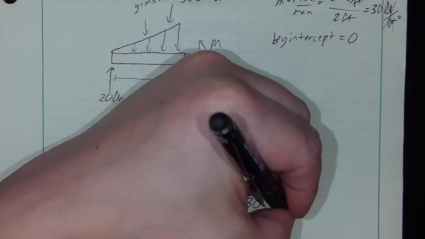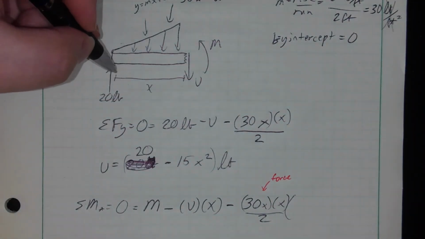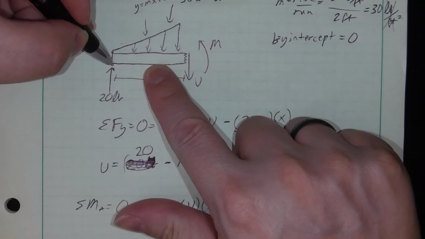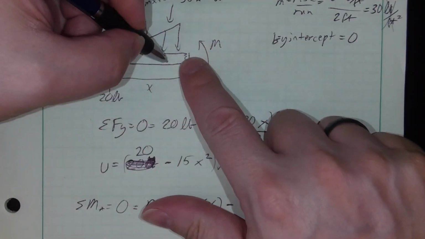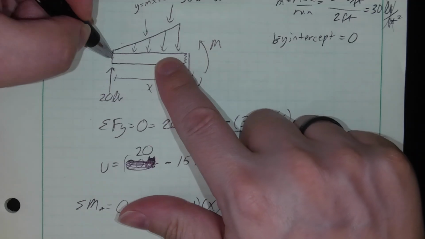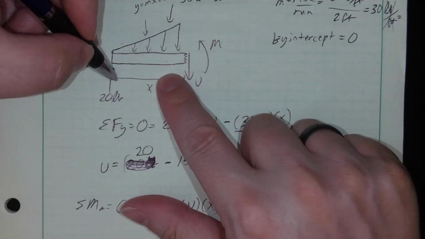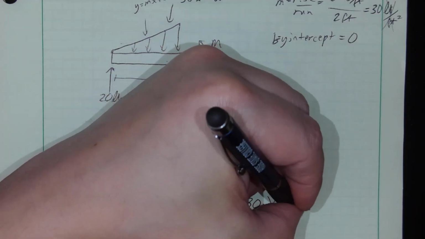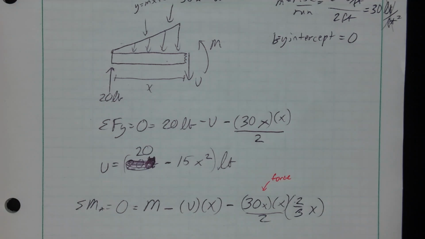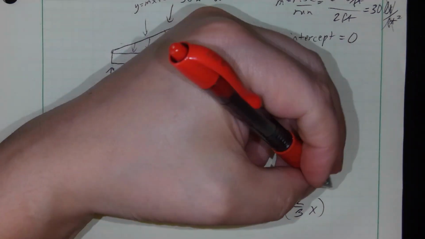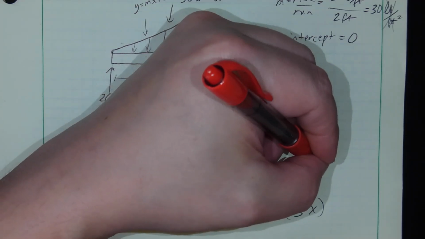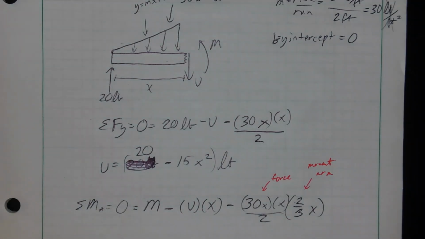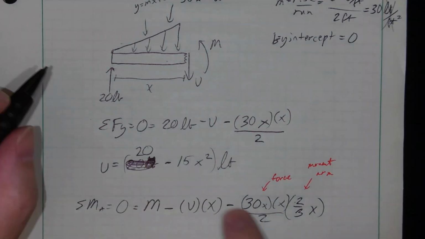And then I need to find the location of it. Well, the location of it is going to be 2/3 of the distance from here to here, or 1/3 of the distance from here to here. Well, it's probably easier to measure this. 2/3 of this distance, x. So that's where this is going to get applied, is 2/3 of the distance x. This is force. This is our moment arm. And I need to do some algebra here. All right, so I'm going to plug this in.